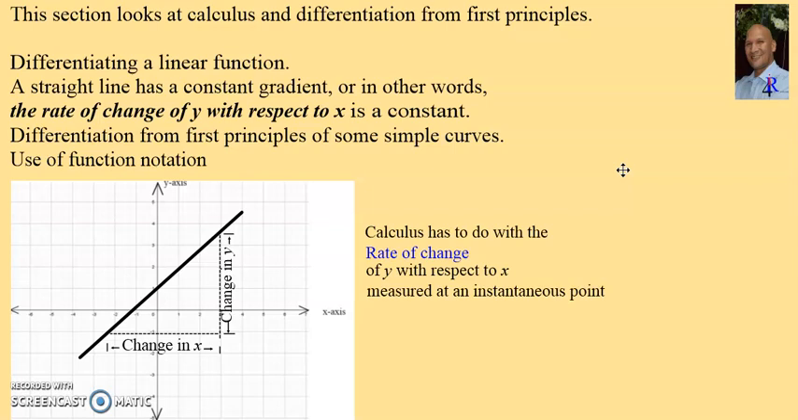Differentiating a linear function. A straight line has a constant gradient, or in other words, the rate of change of y with respect to x is a constant. We will look at differentiation of a few simple curves and also use the function notation. Calculus has to do with the rate of change of y with respect to x measured at an instantaneous point.